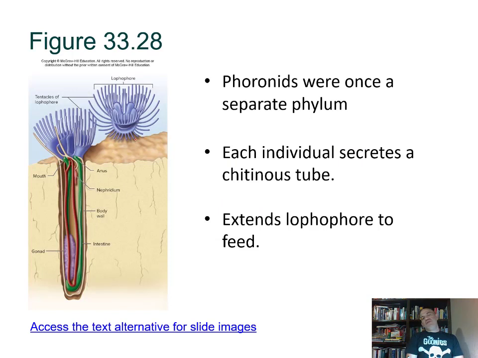And then there's another closely related group. In this group here, I think there's maybe 15 species identified. They're called phoronids, and they used to be placed in a separate phylum, and so now they're placed with these other groups here. So the phoronids kind of look like the Bryozoans there. And these are going to secrete individual chitinous tubes rather than a colony, and they can extend their lophophores out there. So these are called phoronids.